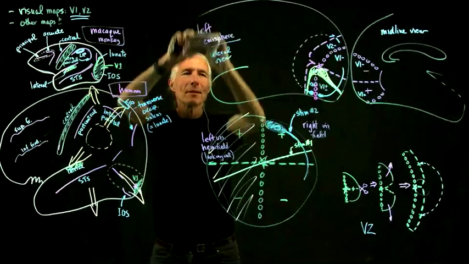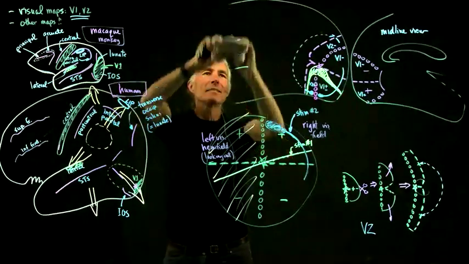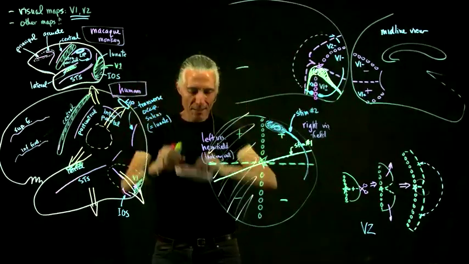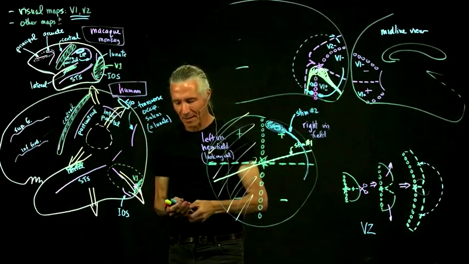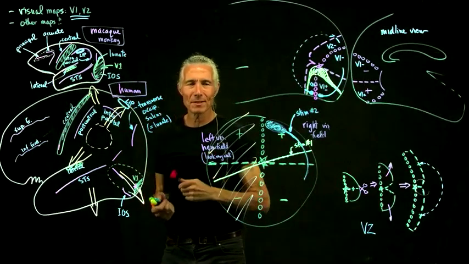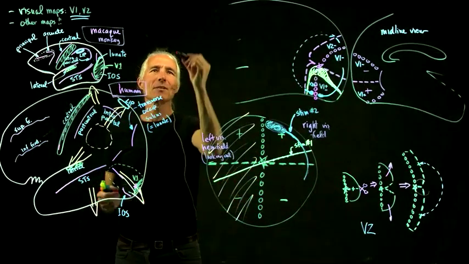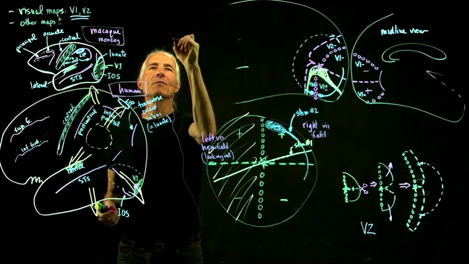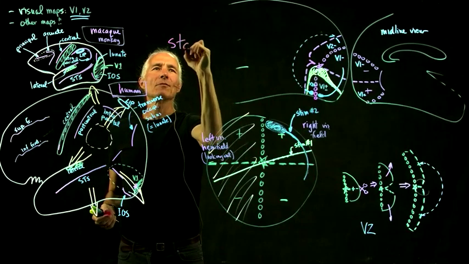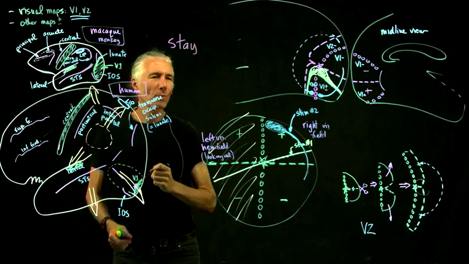And the example I always like to give is, let's just take a word. It's important to just sort of draw out the implications here. So say you look at the word, you're reading, and you look at the word stay.